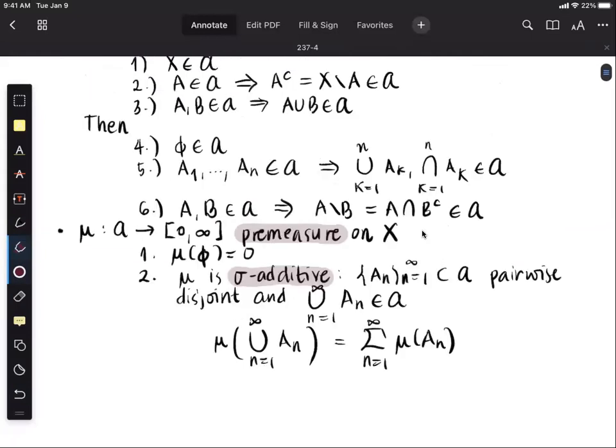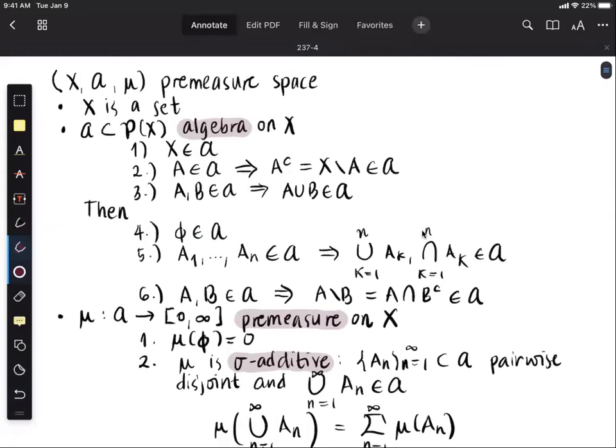So then, a pre-measure space is a triple where the first component is a set. This is the collection of points we are interested in. The second is an algebra on X. These are the portions or subsets of the ambient space X wherein we can assign a pre-measure. And the third component, mu, is a pre-measure, wherein the pre-measure of the empty set must be 0 and it is sigma additive. So that is what we mean by a pre-measure.